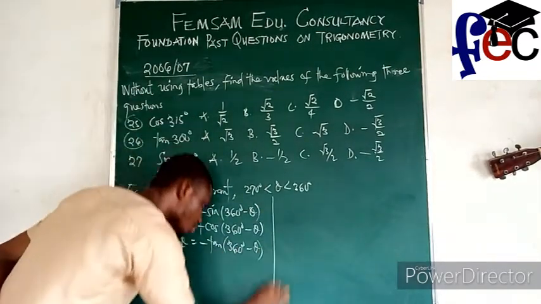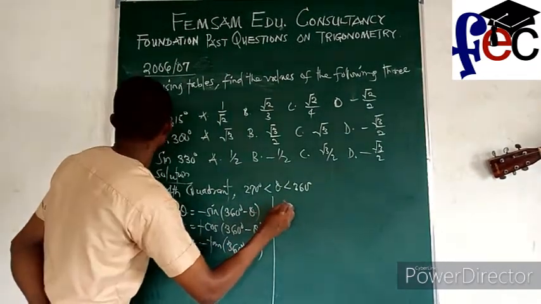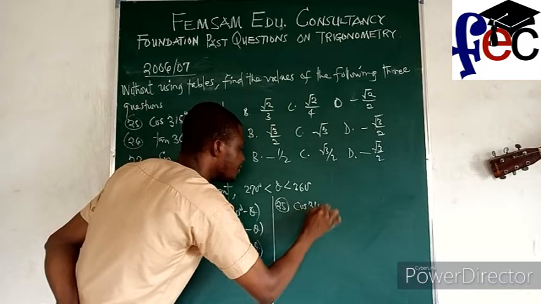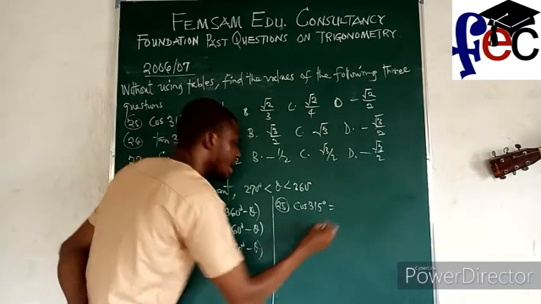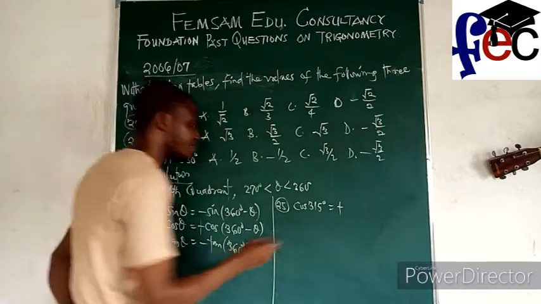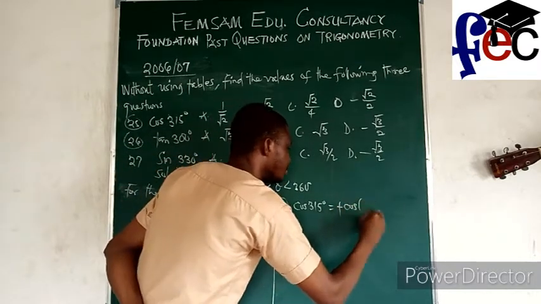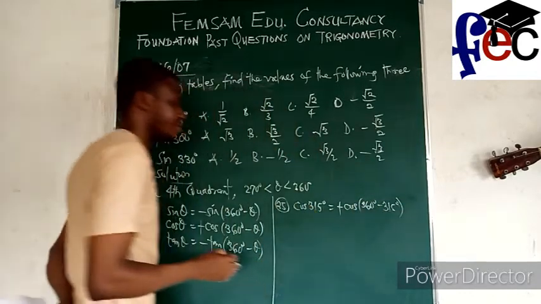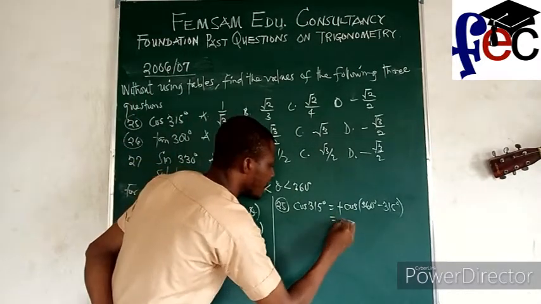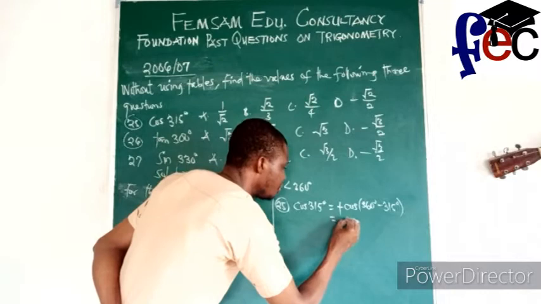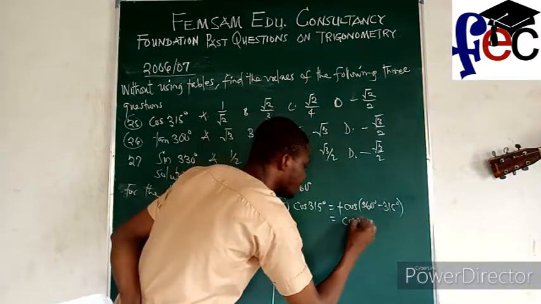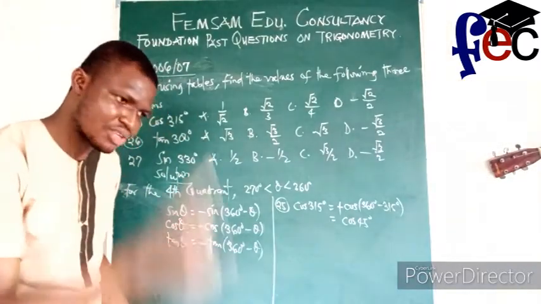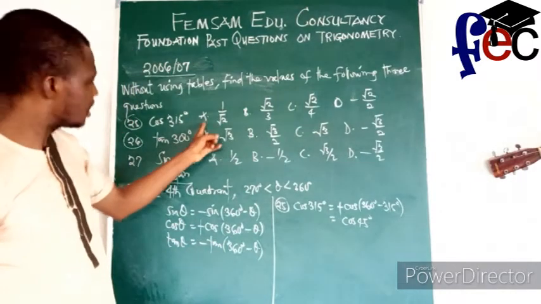So now, putting the solution to the question. For question 25, I can say that cos 315 degree is the same thing as positive cos 360 degree minus 315 degree. What will this give me? I can ignore the positive sign. So this will give me cos, subtract this, that's cos 45 degree. What is cos 45 degree? I do know that cos 45 degree is the same thing as 1 over root 2. Is there 1 over root 2 there? Yes, option A.